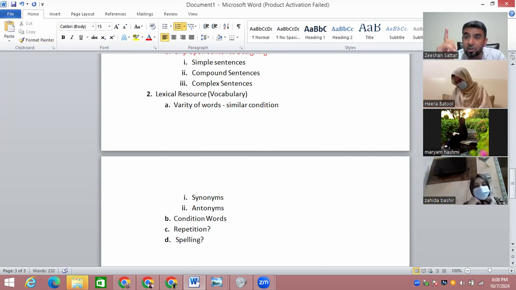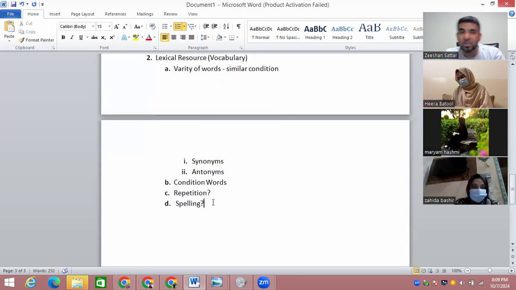So in lexical resource, the examiner evaluates the student on the basis of the variety of words he is using, meaning the synonyms, the antonyms, the prefixes, suffixes, and then whether we are able to use some condition words, whether we are over-repeating things or not, and the spelling judged by the examiner. The second marking criterion is lexical resource.